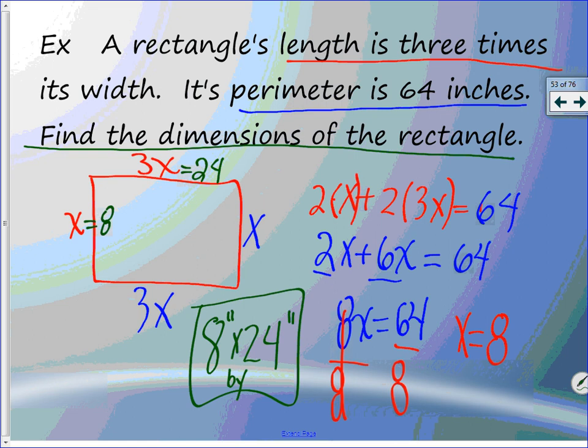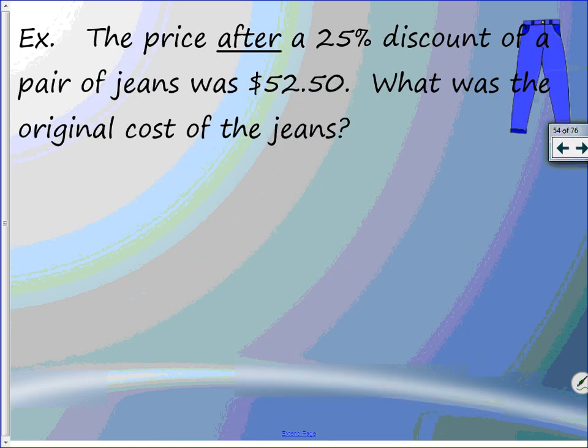Other questions? So now we have some percent math. So you go to the store, you buy a pair of jeans, and it's $52.50. But that was the price after a discount. And let's pretend we're shopping in Minneapolis.